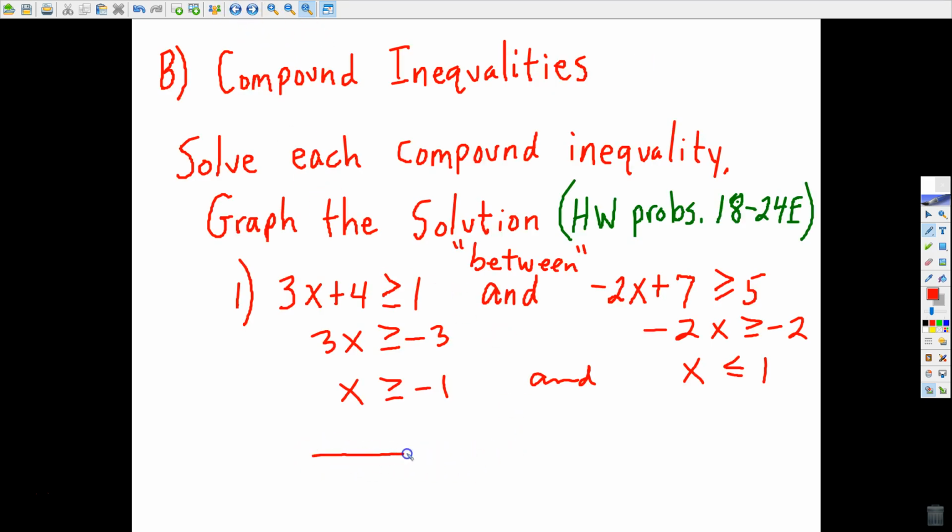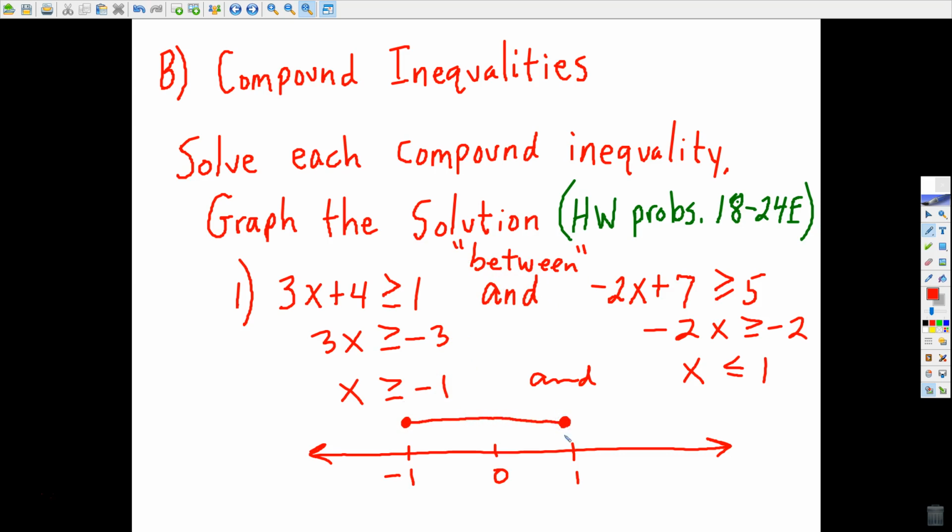So let's go ahead and do the graph. All the numbers in between 1 and -1 are solutions, and we're going to include 1 and -1 because they both say or equal to. So I'm going to put a solid dot above +1. I'm going to put a solid dot above -1, and I'm going to show between with this line segment connecting them.